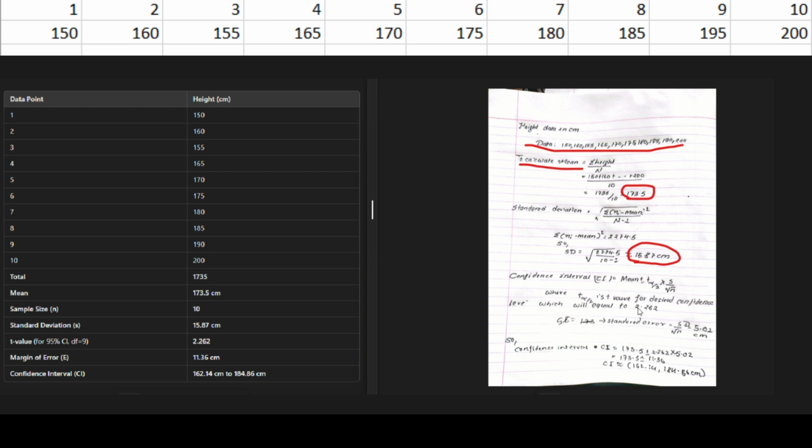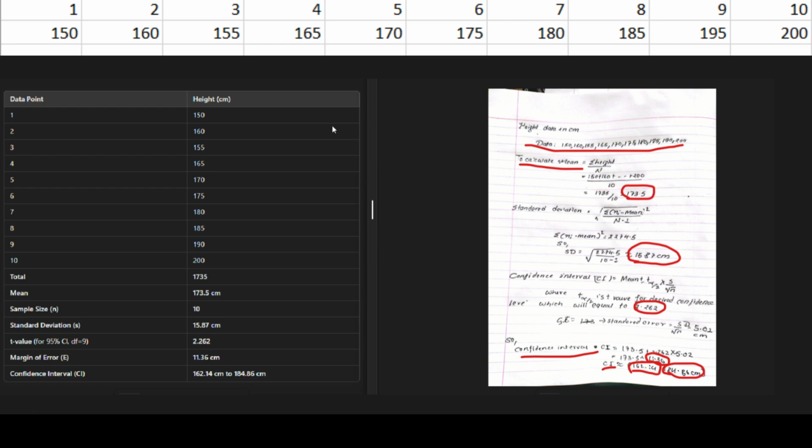Using a t-value of 2.262 for our sample size of 10, we find our margin of error to be about 11.36 cm. This gives us a confidence interval of approximately 162.14 cm to 184.86 cm. This means we can be 95% confident that the true mean height of all students falls within this range.